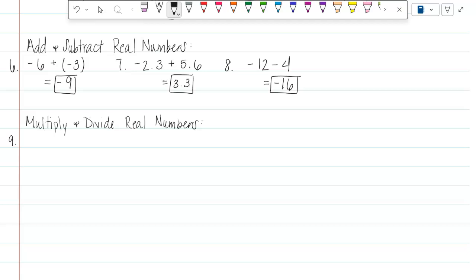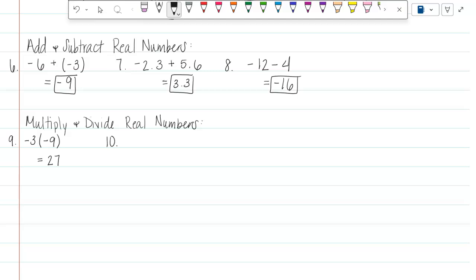So for problem number 9, let's start with negative 3, parentheses, negative 9. Again, the parentheses just means multiply. You have 2 negatives, and a negative times a negative is a positive. So you get 3 times 9, which is positive 27.